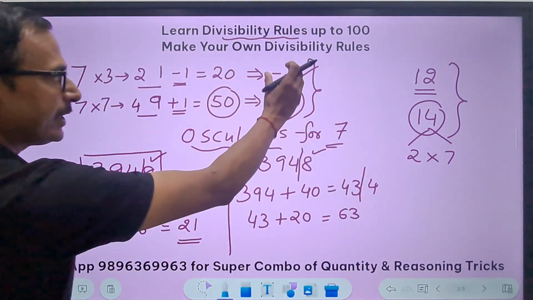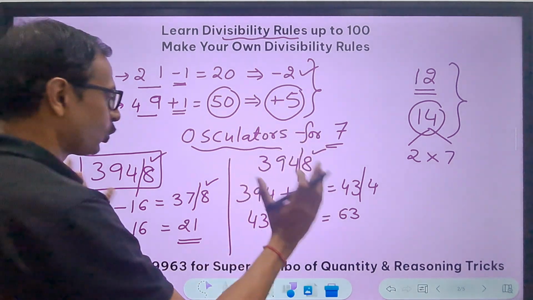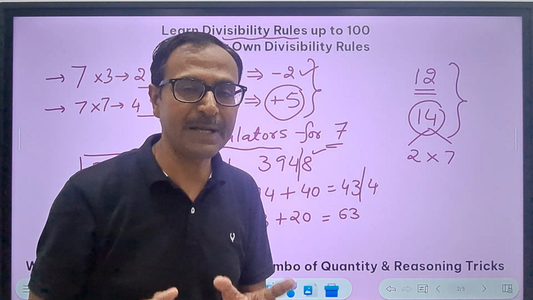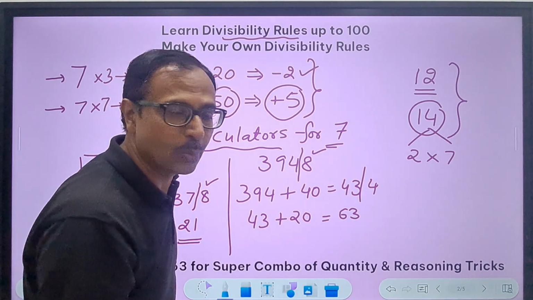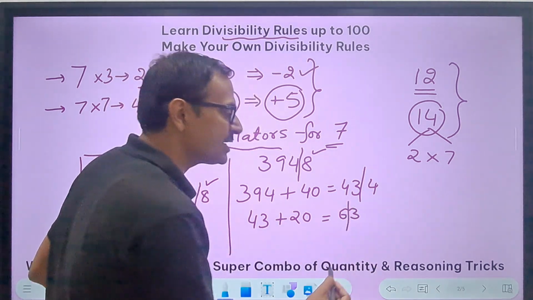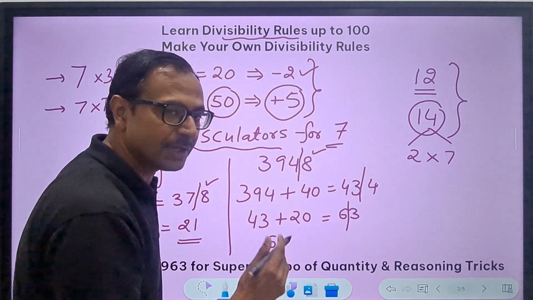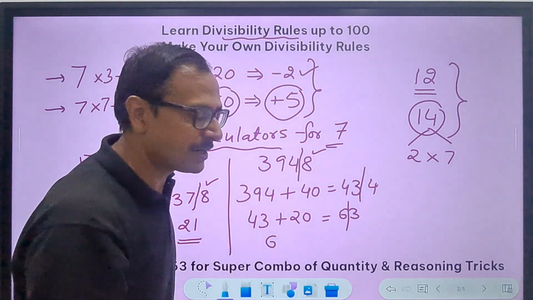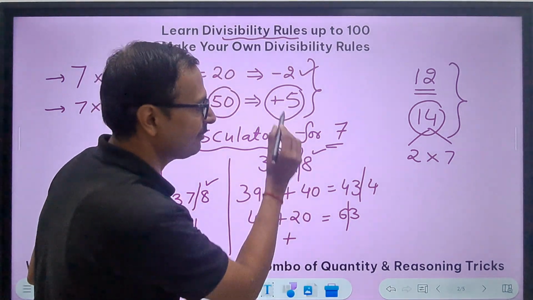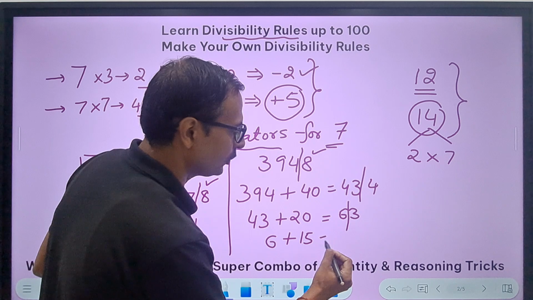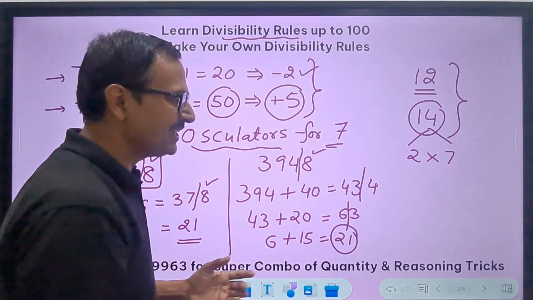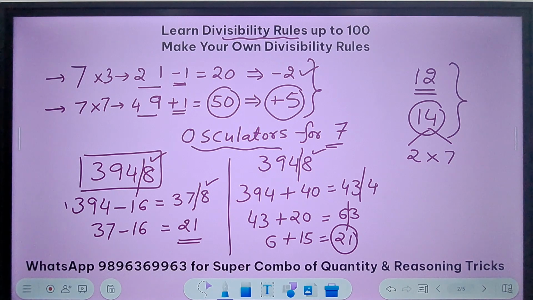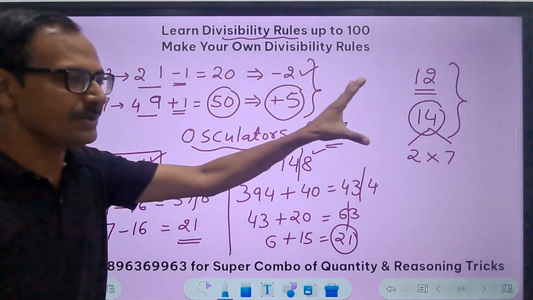So both the oscillators give me two different rules through which I can check divisibility by 7. But even if the 7 times table is not known and you don't know 63, you can still separate it out and convert it into a much easier number. 6 plus 5 times 3 is 15. Now you get 21, and now 21 is 7 times 3. Pretty easy, no? This is how you use the concept of oscillators.